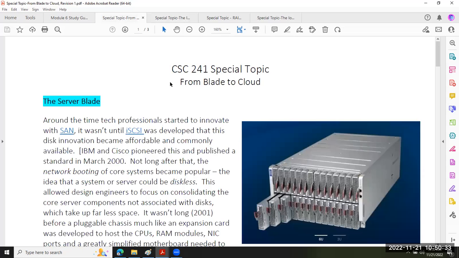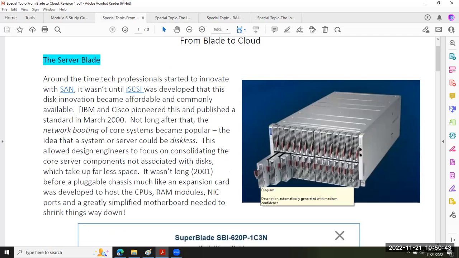Now here's the special topic that finishes the review we're talking about when it comes to blades. This is an example of a blade server. So I have 2, 4, 6, 8, 10, 12, 14.